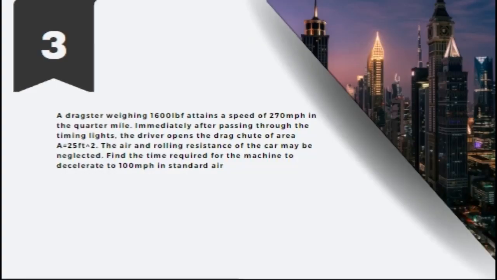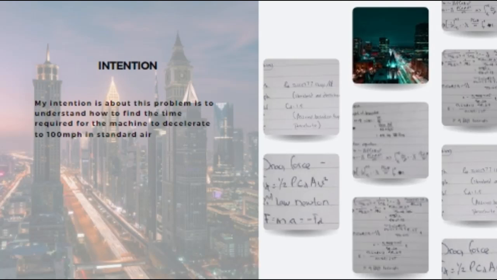So next is problem number 3. A dragster weighing 1060 lbf attained a speed of 270 mph in the quarter mile. Immediately after passing through the timing light, the driver opened the drag chute of area 25 feet squared. The air and cooling resistance of the car may be neglected. Find the time required for the machine to decelerate to 100 mph in standard air. So the intention is to understand how to find the time required for the machine to decelerate to 100 mph in standard air.